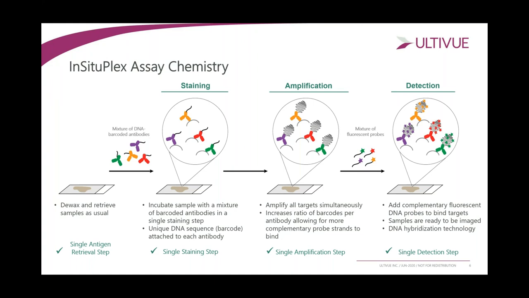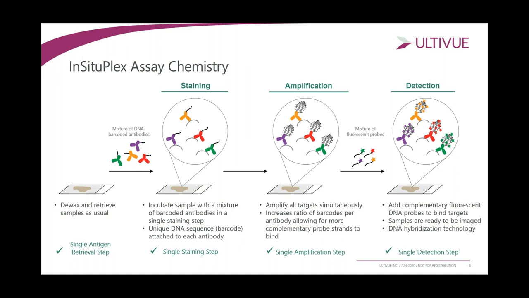So let's just dive into the assay chemistry for a moment here. This is the backbone of the InSituPlex technology. As you can see, the way we've designed this assay is for it to mimic immunohistochemistry in the sense that we're using single steps along the process. So let's start with the antigen retrieval. We only use one antigen retrieval step, pH 9. And after that, we then stain all the antibodies in one cocktailed step. So we don't stain and strip. All those antibodies are cocktailed together and then incubated on the sample.